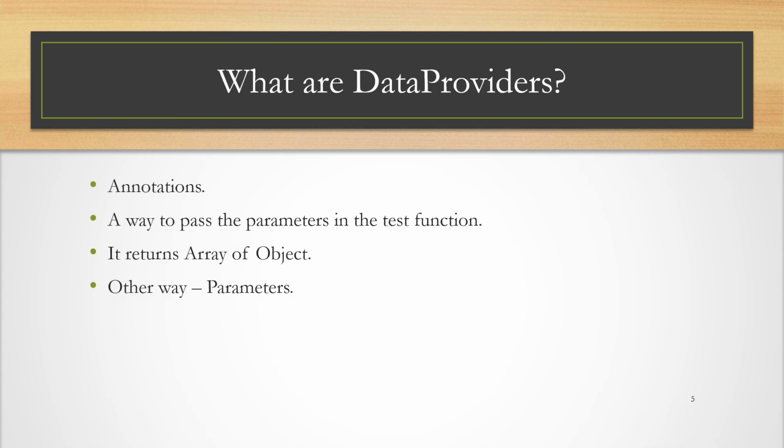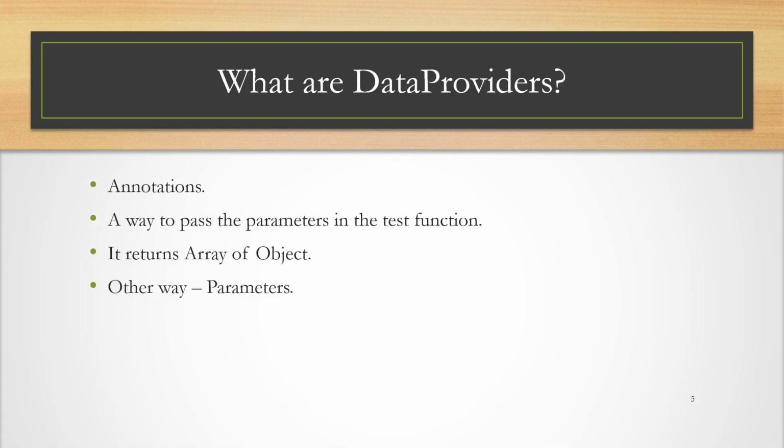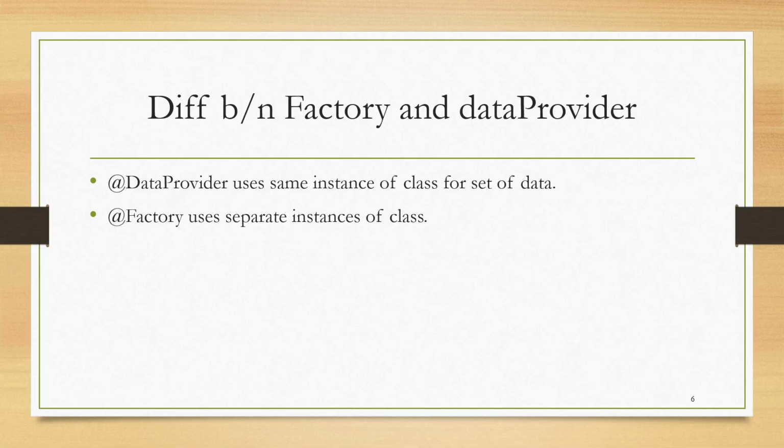They might ask you, is there any other way to provide data? Yes, you can provide the data through parameters. If you don't know about parameters, just don't mention it. Next, they might ask you the difference between factory and data provider. So a data provider uses the same instance of the class for a set of data. Factory uses a separate instance of the class. This is one basic difference between factory and data provider.